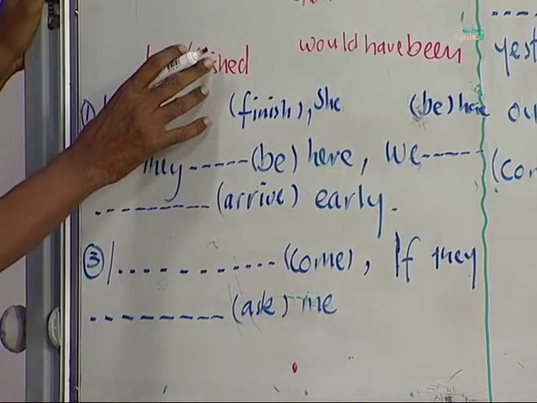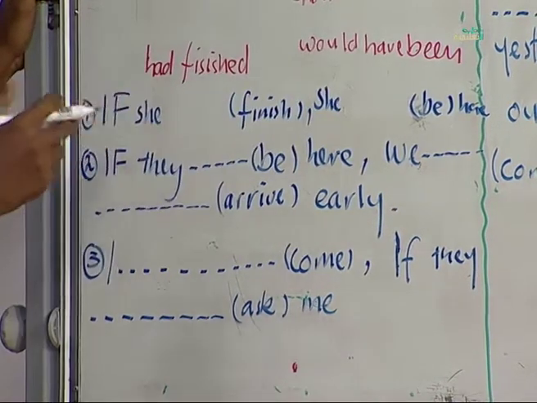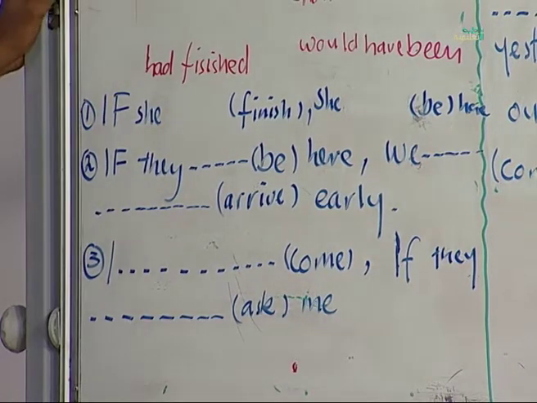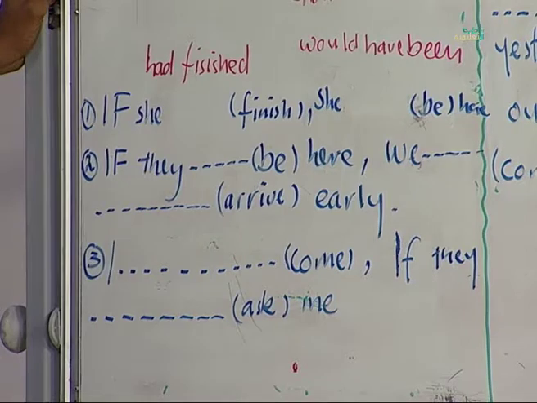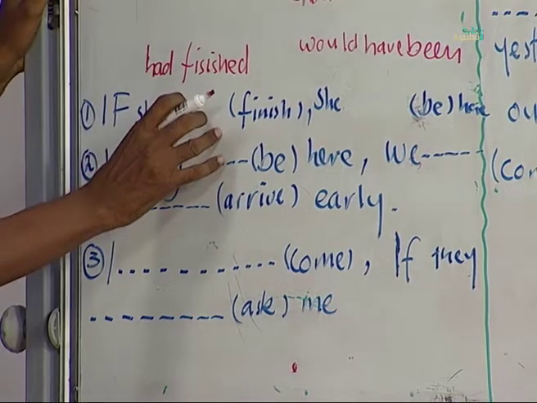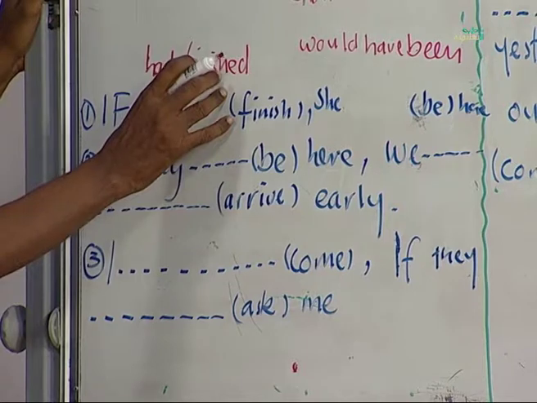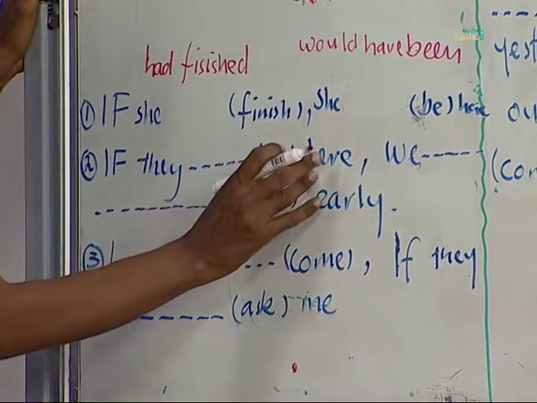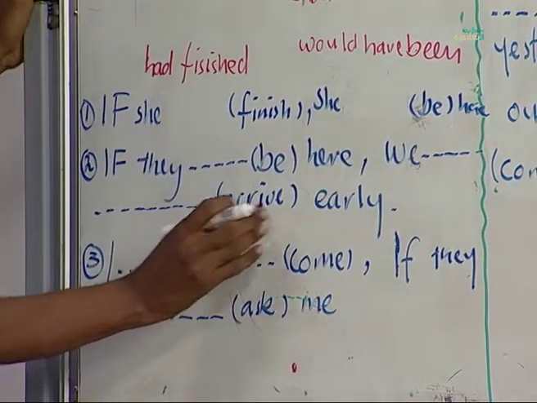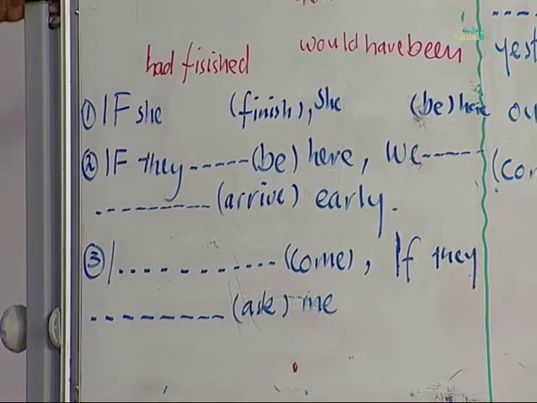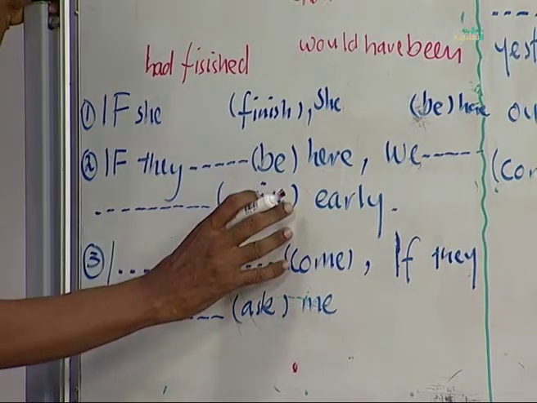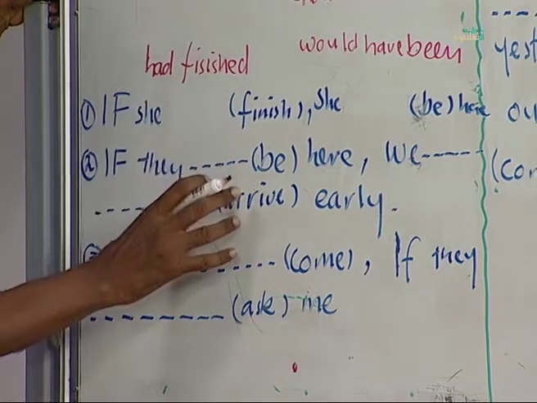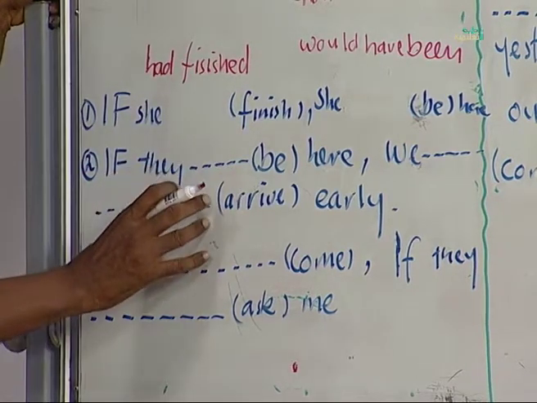According to it, we just hope for something to happen, or hope to get a positive result, but the result here is negative. She hadn't finished; she is not here, for example. If they had been here, we would have arrived early. Here we can do it at the same time in the two types, type number 1 and type number 3. Let us do it in type number 3.